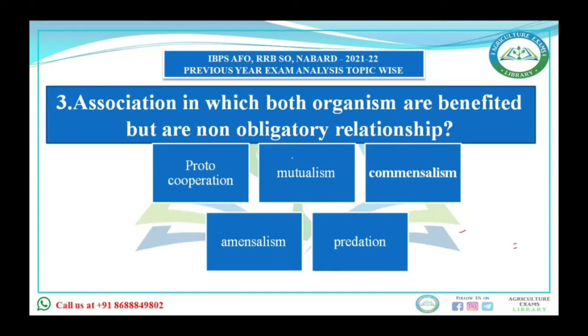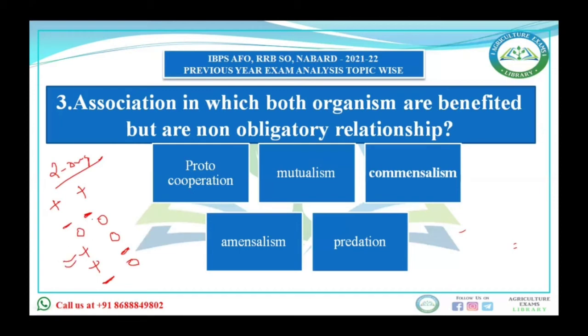If there is association, there can be many conditions. If there is association between two organisms, then both the organisms can be benefited, or both can be harmed, or both are unaffected, or one is benefited, other is unaffected, or one is benefited, other is harmed, or one is harmed, other is unaffected. Okay, there are various factors which can take place.